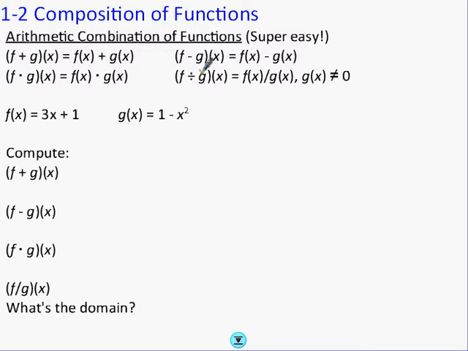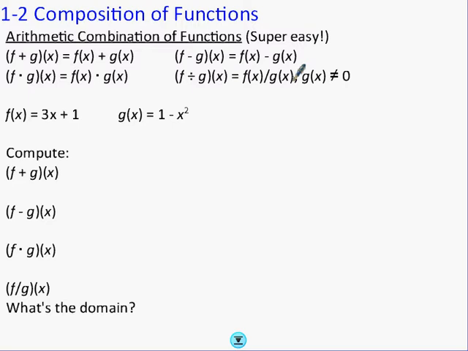Similarly, for f minus g of x, you find f of x and you subtract from that g of x. F times g of x is the product of f of x and g of x, and f divided by g of x is f of x over g of x. This presents an interesting case. We cannot let g of x equal 0 because that would mean we're dividing by 0.